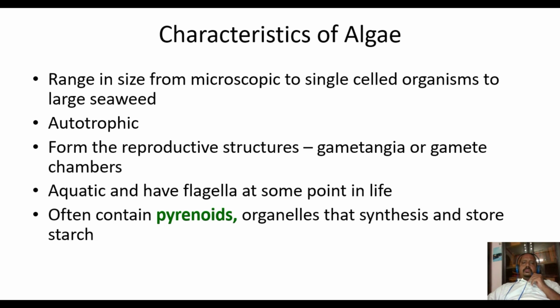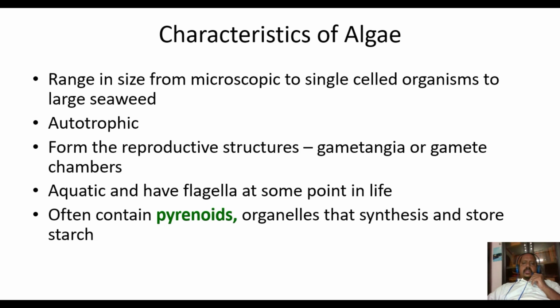They range from microscopic unicellular organisms to large seaweeds such as Sargassum. All of them are autotrophic. Autotrophic means they prepare their own food, they can photosynthesize, they utilize the sunlight, carbon dioxide in the atmosphere or dissolved in water, and prepare their own carbohydrates.